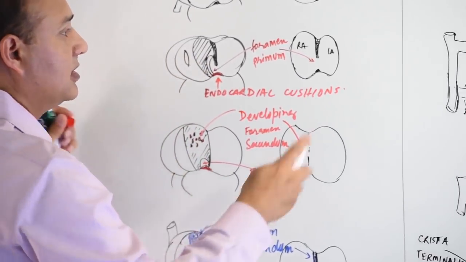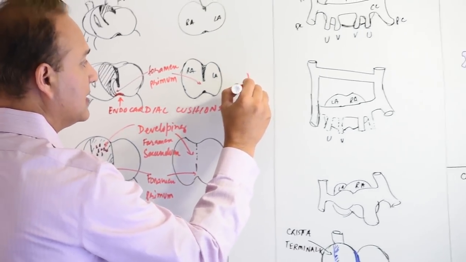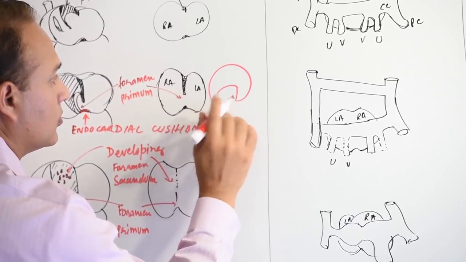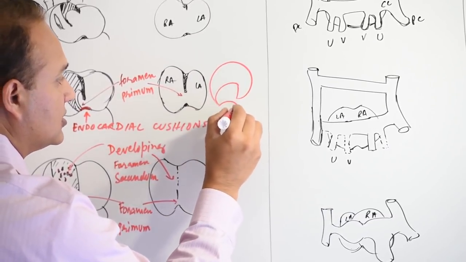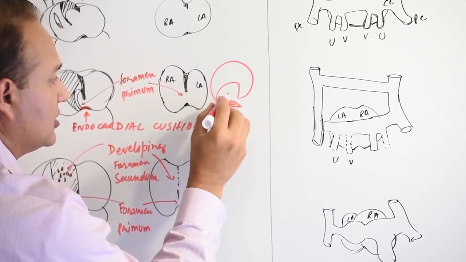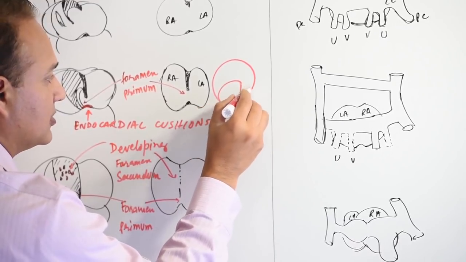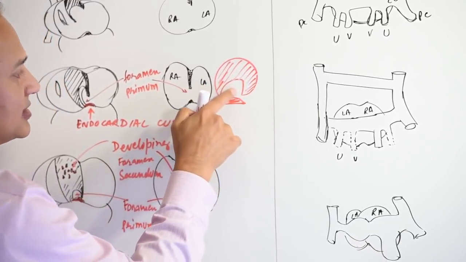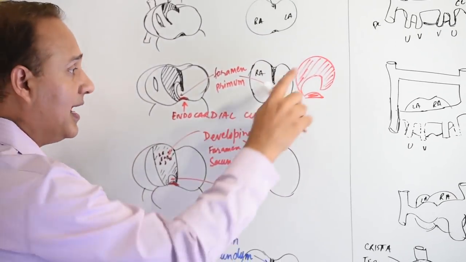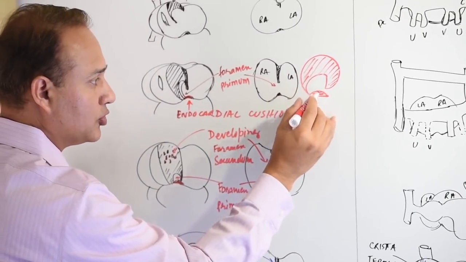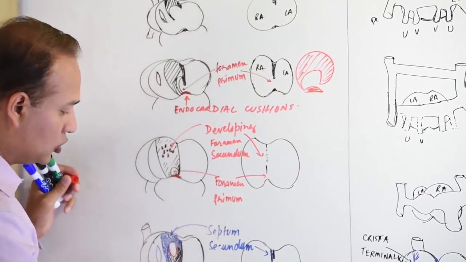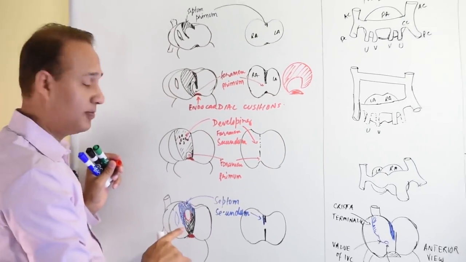So if I develop that septum here, the septum would look like this. And here are the cushions, endocardial cushions. So this is the septum primum. This opening is called foramen primum. Ideally, this septum would continue growing and it would close and the foramen primum would go away. That is the normal process.